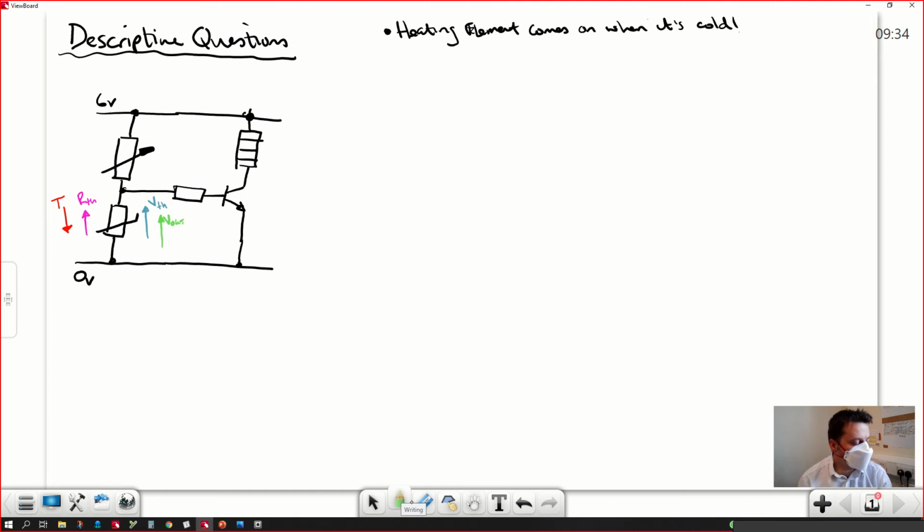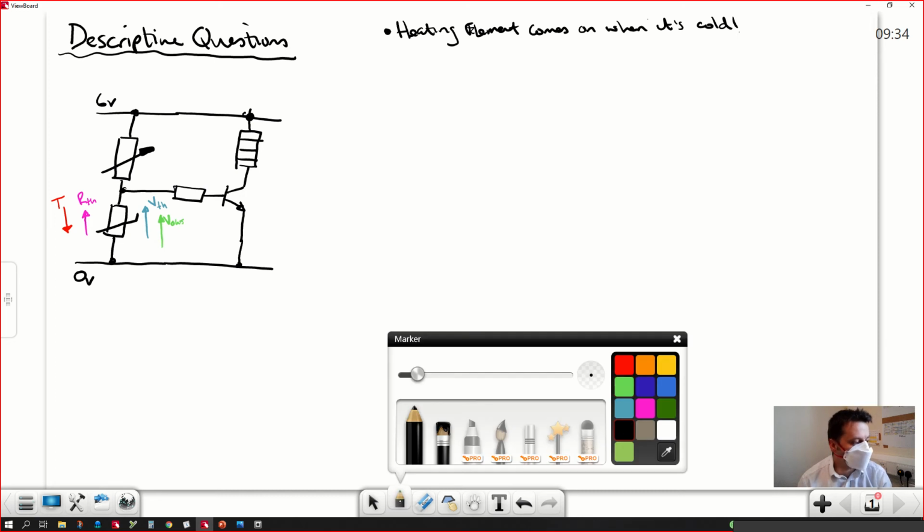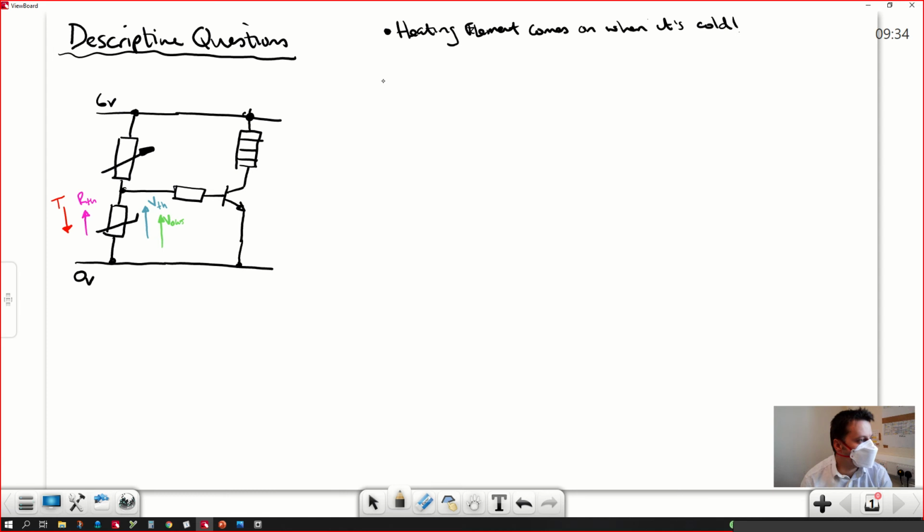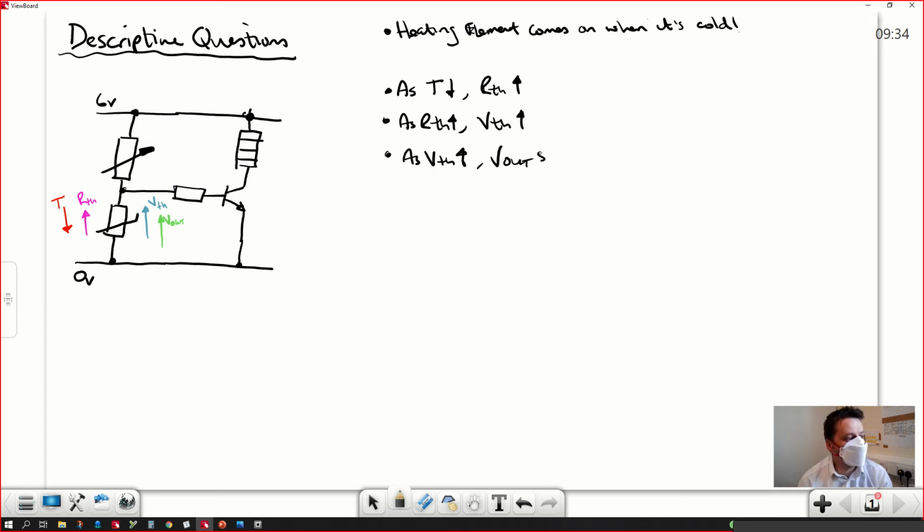So you're going to need to make sure you get that descriptive part of the sensor into these types of questions. As temp goes down, resistance of the thermistor goes up. As the resistance of the thermistor goes up, voltage across the thermistor also goes up. As voltage across the thermistor goes up, V out of the sensor goes up.